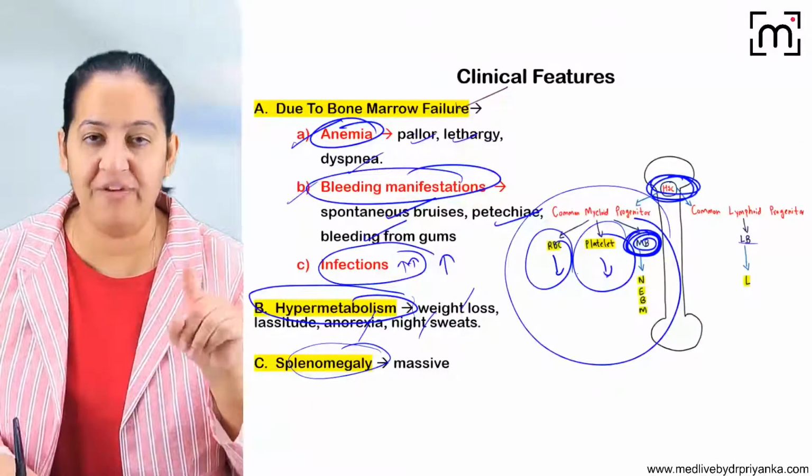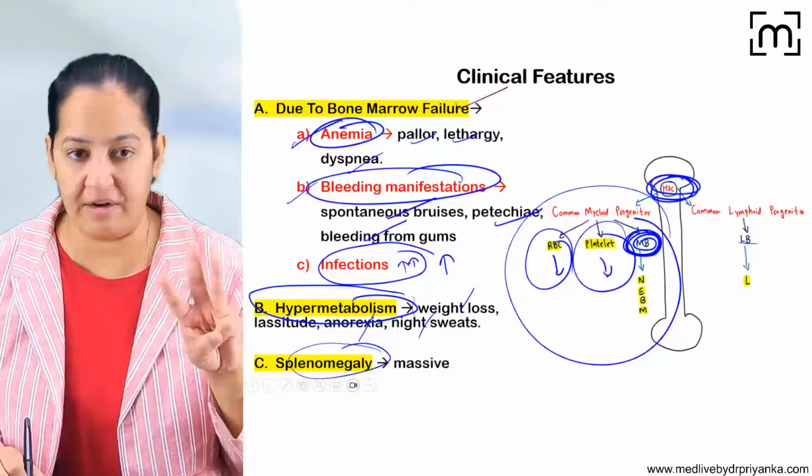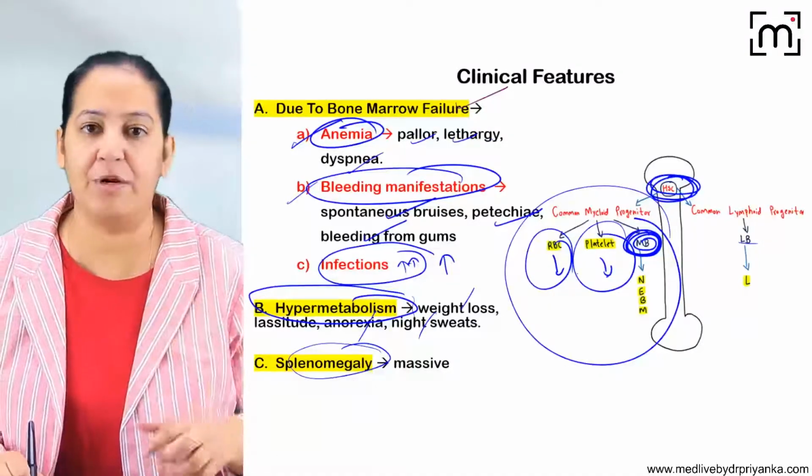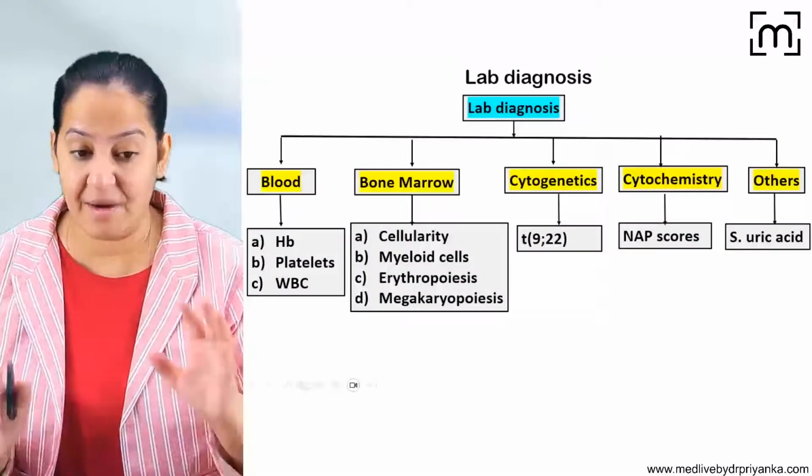So first, due to bone marrow failure, patients have three things: anemia, bleeding disorder, and infection. Patients have hypermetabolism and splenomegaly. These are the clinical features. After that, coming to the lab diagnosis.